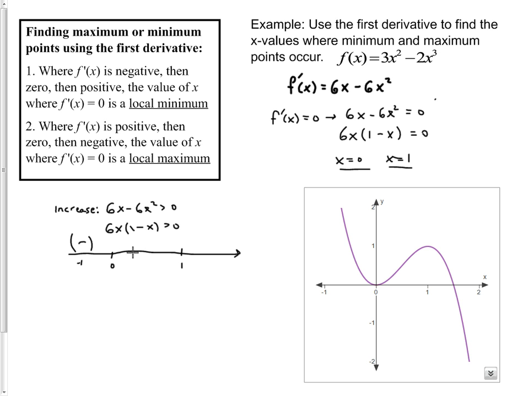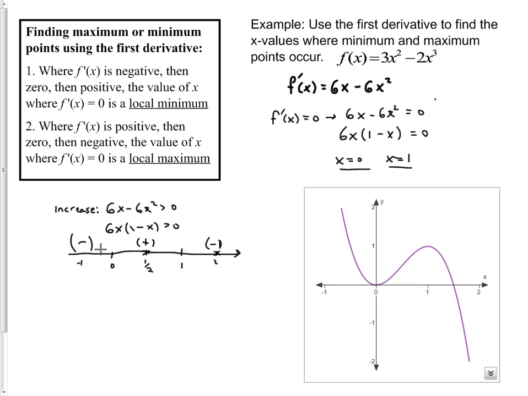How about between 0 and 1? Let's pick a value like 1/2. What happens at 1/2? Well, we're going to get 6 times 1/2, which is 3, times 1 minus 1/2, which is 1/2. So 3 times 1/2 is 1.5. Well, that's still a positive number regardless of what actual value we come up with. Then finally, let's go to the right of 1. Let's go out to 2. At x equals 2, 6 times 2 would be 12, and 1 minus 2 would be -1. That's a negative value.